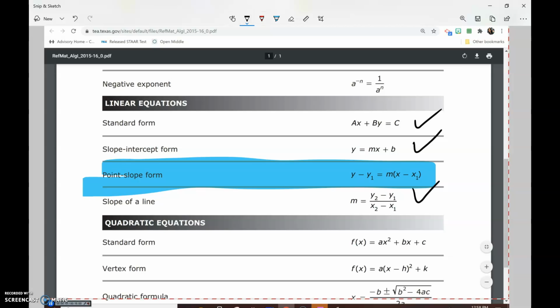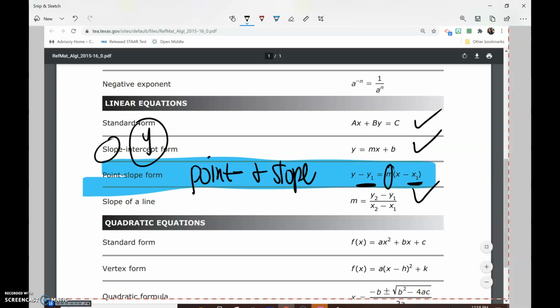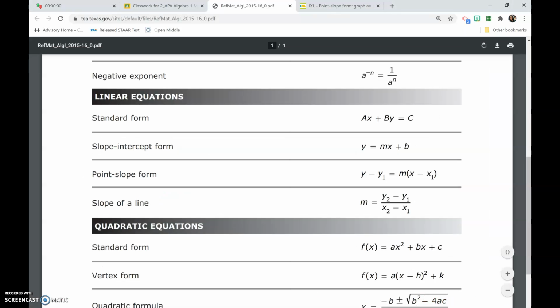The difference is, if I'm looking at an equation that's in slope intercept form, I'm going to know my slope and my y-intercept. So guess what they're going to give me in point slope form? They're going to give me a point and a slope, okay? Your slope is going to be before the parentheses, and your x1 is here and your y1 is here. So they're going to give me a slope and a point. So let's look at an example.